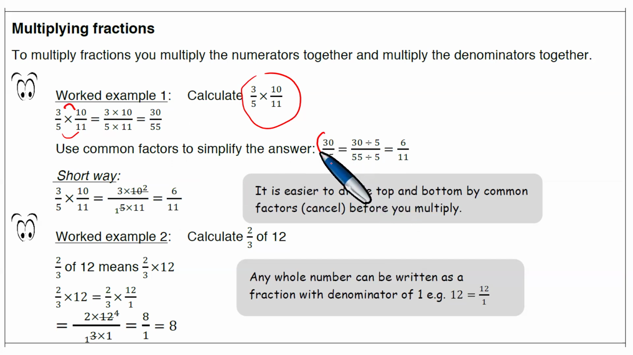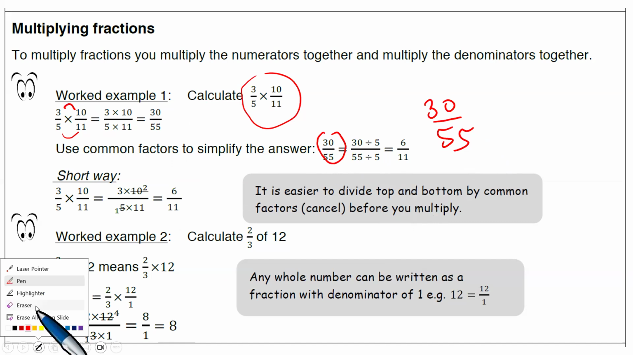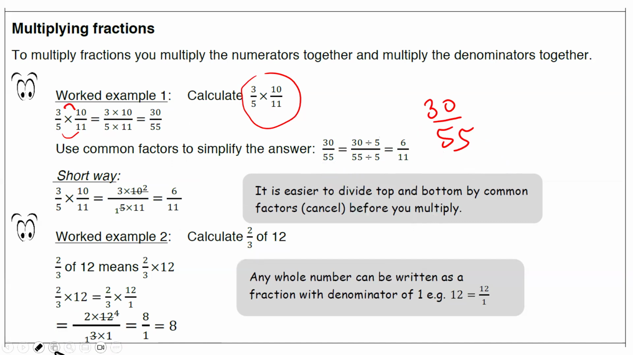Okay, so now if we have 30 over 55, let's simplify this one. This is just basic. But now, if you simplify this, what do you divide by? You look for the highest common factor. So you divide the top by 5 and the bottom by 5. 30 divided by 5 is 6. 55 divided by 5 is 11.